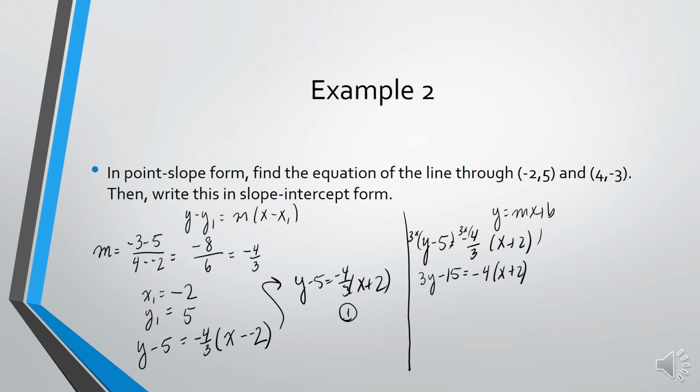Next, I'll distribute this -4. So 3y minus 15 is -4x minus 8. We're getting close. Remember, I want to get y by itself. This is my goal here. Y equals mx plus b. So I'll add 15 to both sides. And that gives me 3y is -4x plus 7.